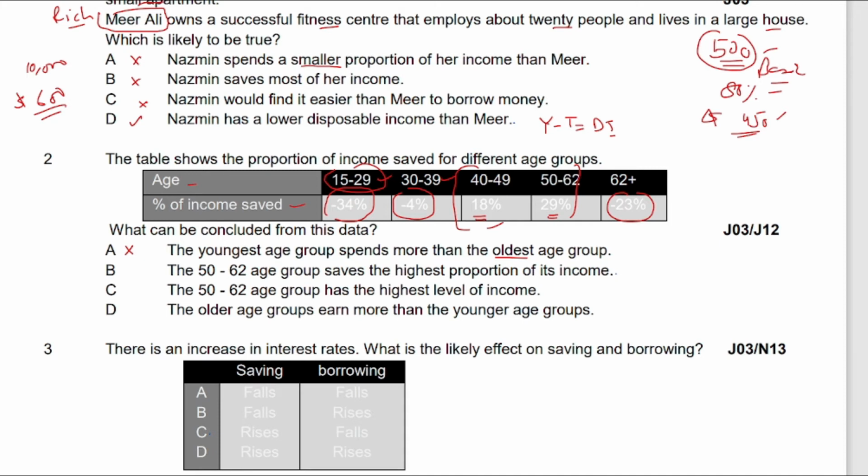Option B is the 50-62 age group saves the highest proportion of their income. So this is the correct answer, because the 50-62 age group is saving 29%, which is the highest out of all these given age groups.